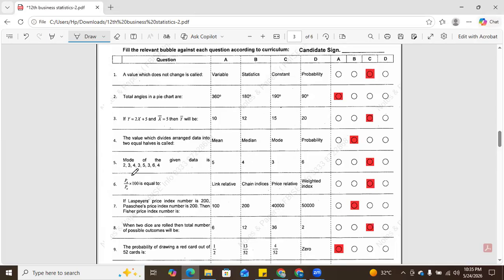Mode of the given data 2, 3, 4, 3, 5, 3, 6, 4, 3 is 3. Pn divided by Po into 100 is equal to price relative. If Laspeyres' price index number is 200 and Paasche's price index number is 200, then Fisher's price index number is 200. When two dice are rolled, then total number of possible outcomes will be 36.